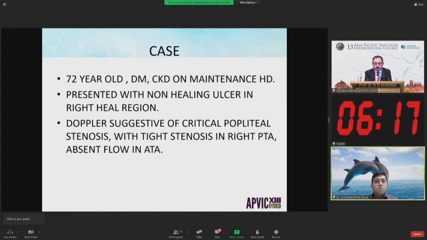A 70-year-old male, diabetic, on maintenance hemodialysis, but still we used CO2 angiography in this patient. Presented with non-healing ulcer in the right heel region, and Doppler was suggestive of critical popliteal stenosis, along with tight stenosis in right posterior tibial and absent flow in anterior tibial as well.